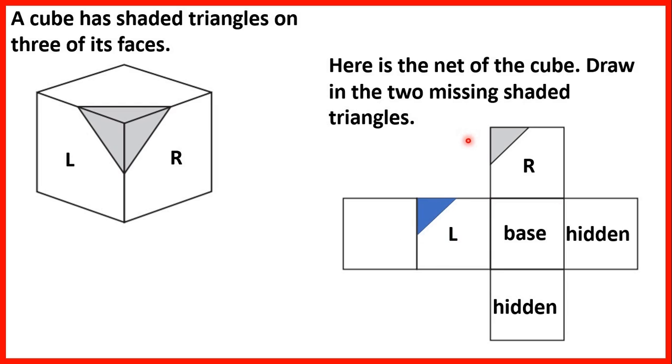So that will move around and join the face on the right, so that the shaded triangle is on this point here. And then the top of the cube will be this face here, and because that will fold up and over, we need to colour in this triangle here as well.